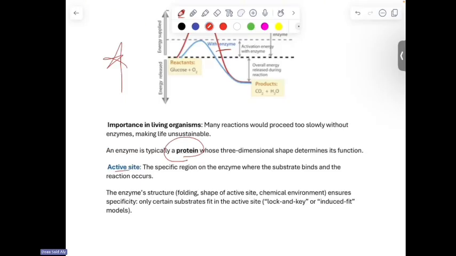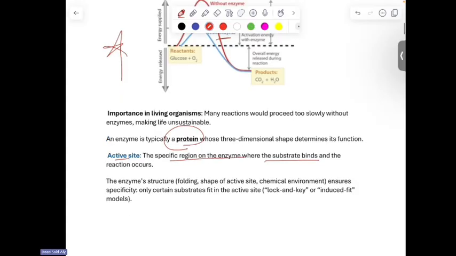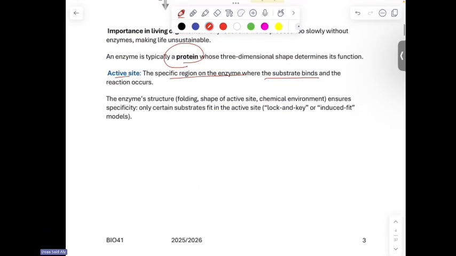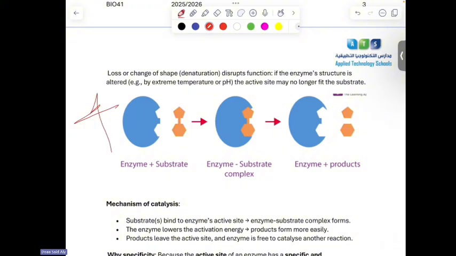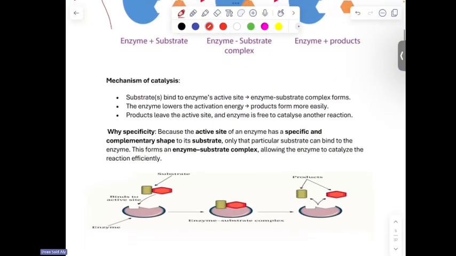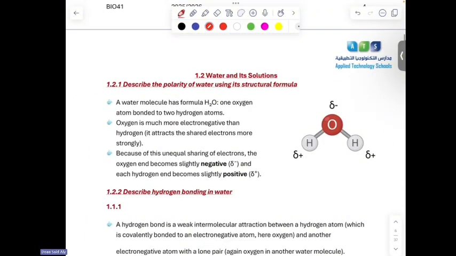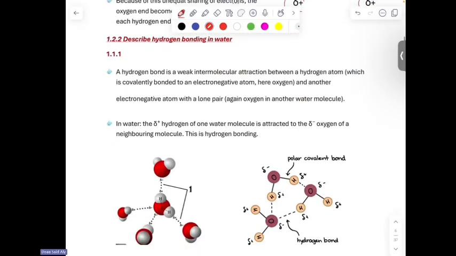Here the active site is a specific region of the enzyme where the substrate binds and the reaction occurs. Of course, when the substrate binds to the enzyme, they bind together like a lock and key. This mechanism of the enzyme is very important. Also the same diagram: here, this is the water, H2O. Oxygen has a slightly negative electrical charge, hydrogen has a positive electrical charge, and they are bonded together with the hydrogen bond.